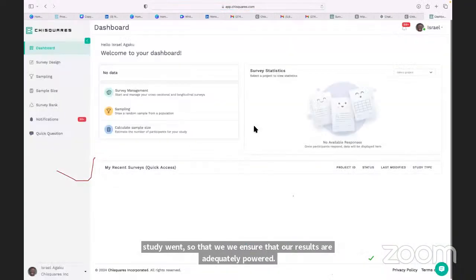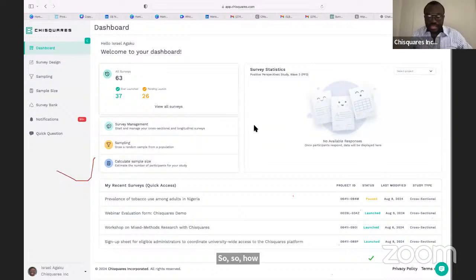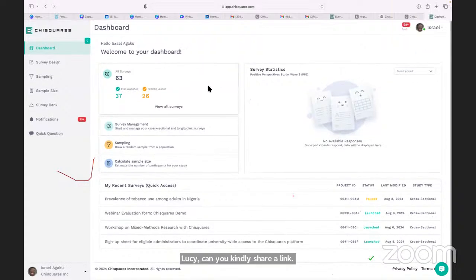So how do you get into the chi-square platform? How do you have access to it? Lungle will share the link with you. Lungle, can you kindly share a link to the platform with everyone, please? I've shared it. Okay, great, thanks.